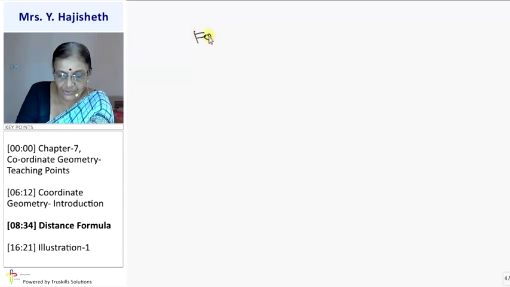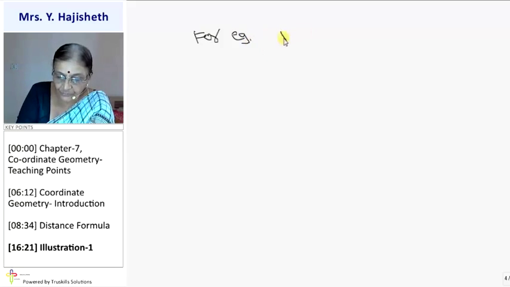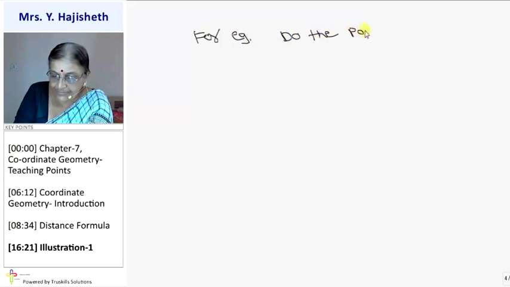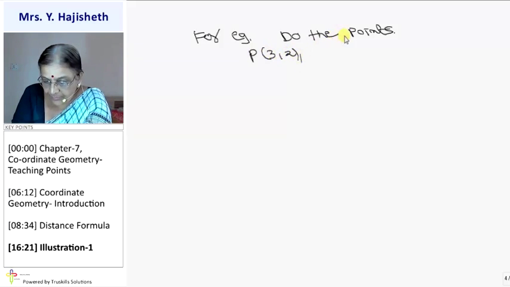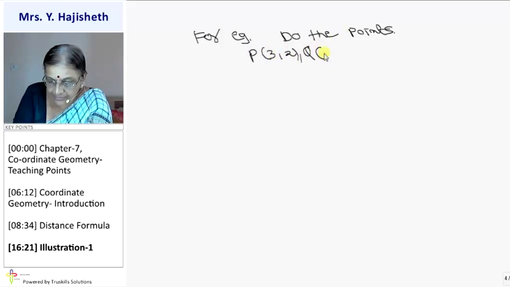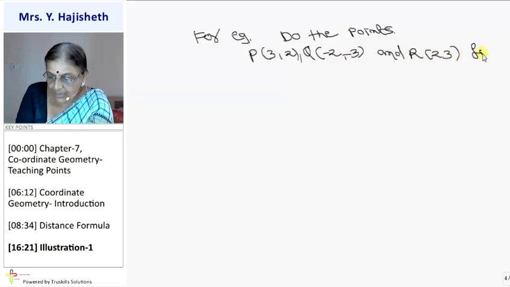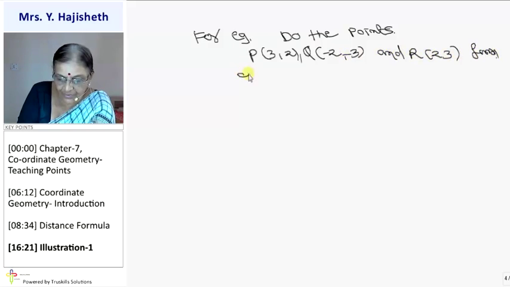Suppose, what type of question can be asked? For example, do the points P (3, -3), Q (-2, -3) and R (2, 3) form a triangle or not? You are asked whether they form a triangle or not.